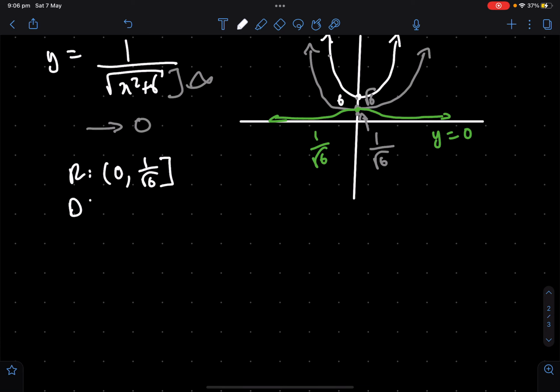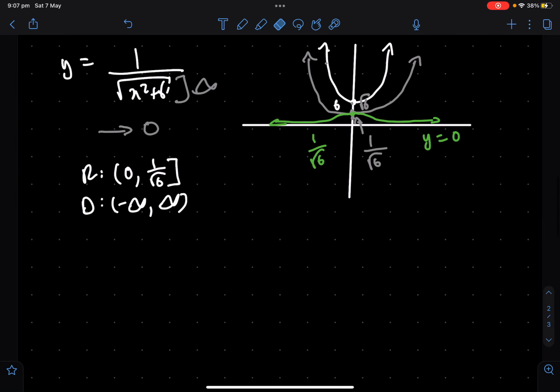Now in the domain, you see that it can be all values. The only reason this inside function will be negative is if we use complex numbers, which we have not learned yet. This x squared plus 6 can never be negative and also can never be 0, meaning our domain is all real x. Remember to put circle brackets around infinity signs.